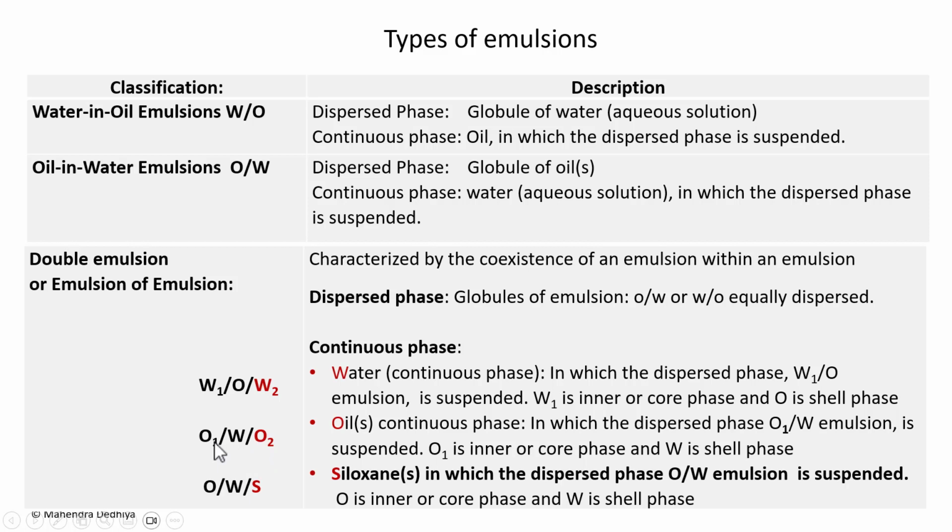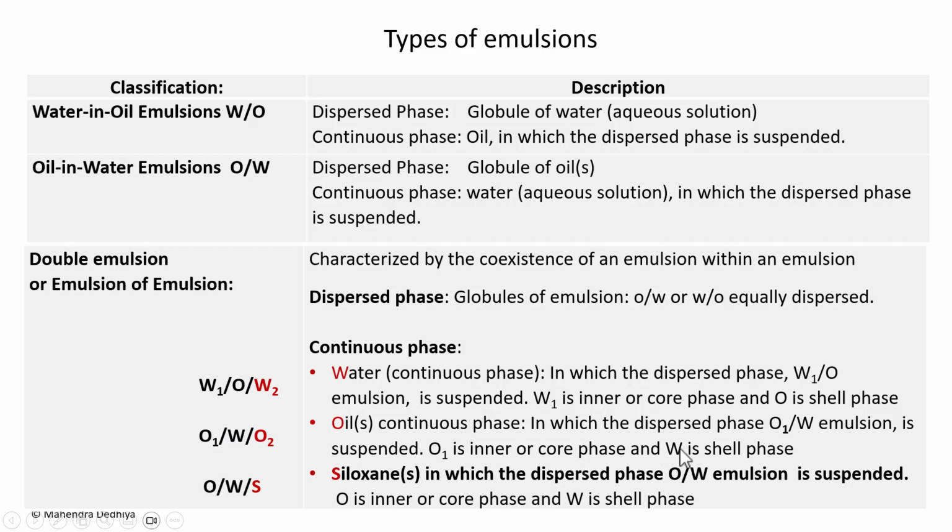OWO, to make it easier to see which was inner and outer, designation 1 and 2 are used. Oil, outer O2 is a continuous phase in which oil and water emulsions are suspended. O1 is also referred to as inner or core phase, and in this case W will become a shell phase.